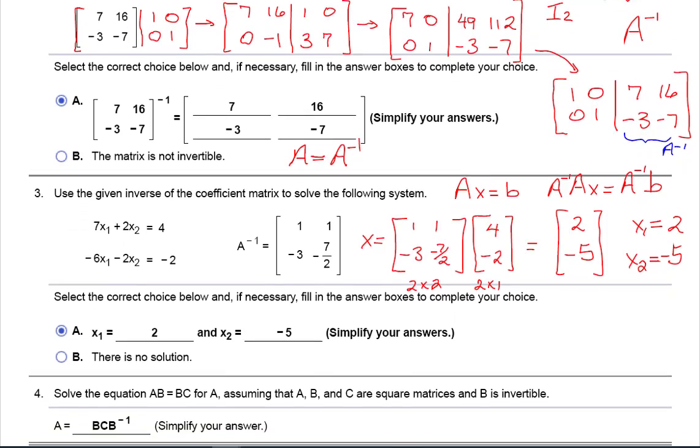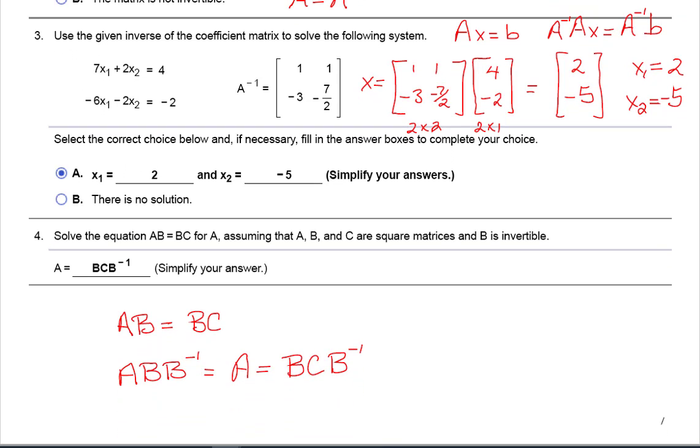Alright, in question 3, we're going to use A inverse to solve something. So if we have a system of equations AX equals B, then multiplying on the left both sides by A inverse, well, A inverse A is the identity, so I get X, the solution to the system. And X is A inverse times B.